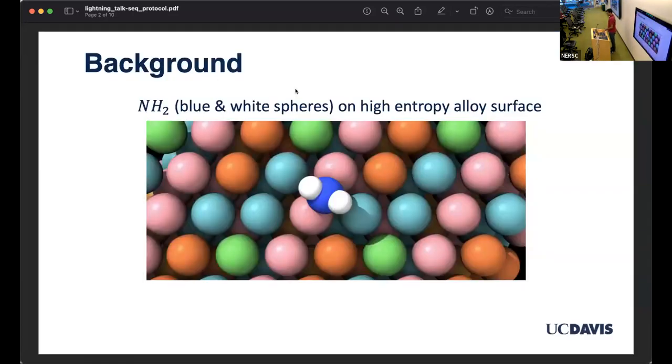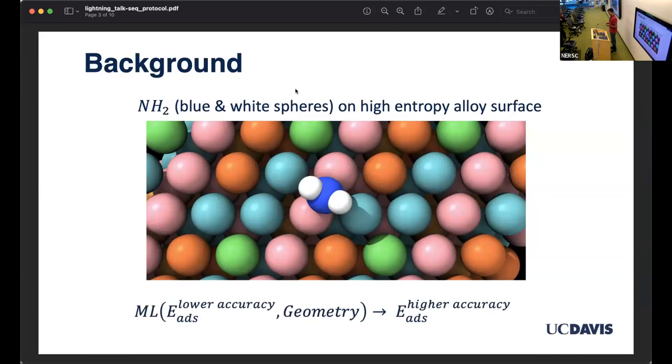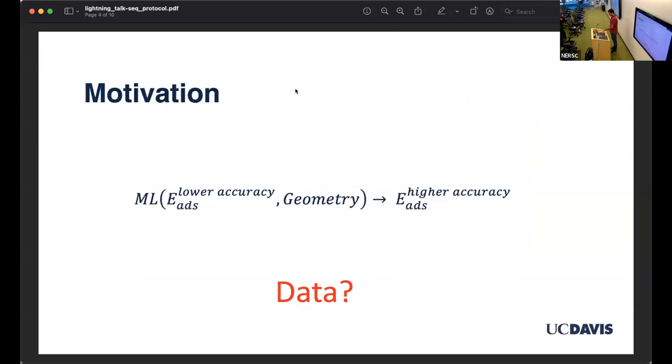Before I deep dive into the sequential optimization, high entropy active sites are defined as systems which have at least five elements. There are some other caveats as well on the concentration and the configurations. What we are trying to do in this paper is to understand how ammonia dissociation happens on an HEA surface. We have a machine learning model where we input the lower accuracy adsorption energies and the geometry which you see in the image, and we try to predict higher accuracy adsorption energies. Now, to train these models, we also require a lot of data.